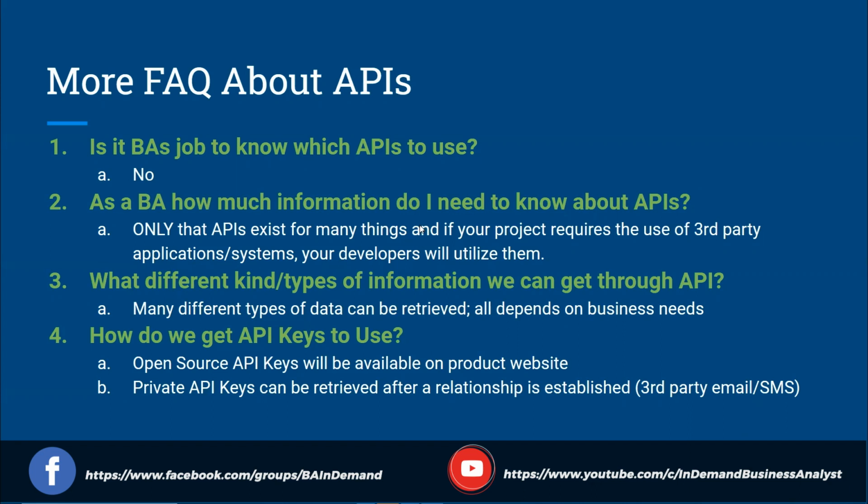What different types of information can we get through APIs? There's so many different APIs out there. There's so many different services and systems out there. Again, it all goes back to the business need and what you're trying to deliver for your business, right?